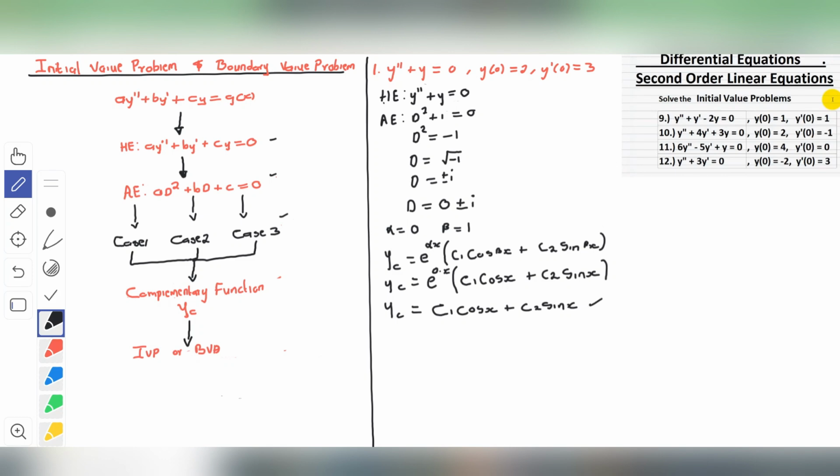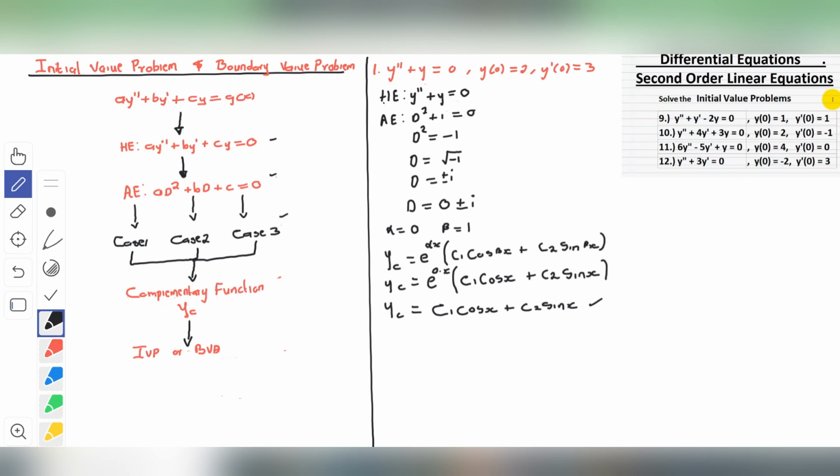But the question said solve the initial value problem, and we are given the points here, right? So now we need to find what? That's where the question comes in. The question says solve the initial value problem, which in simpler terms means find the unknown values, which are C1 and C2, right? So how are we going to find those values?